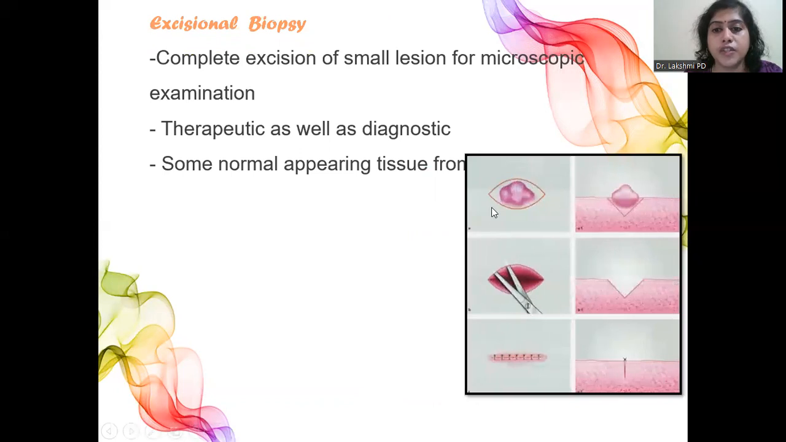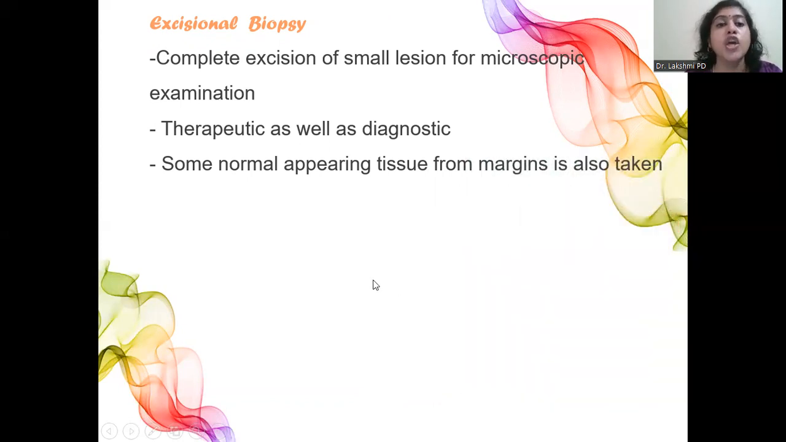However, like you see in this picture, whenever you take the lesion, always make sure a bit of normal tissue is also taken and then sutured, so that there is always a comparison between your pathological or suspected malignant lesion and your normal tissue.